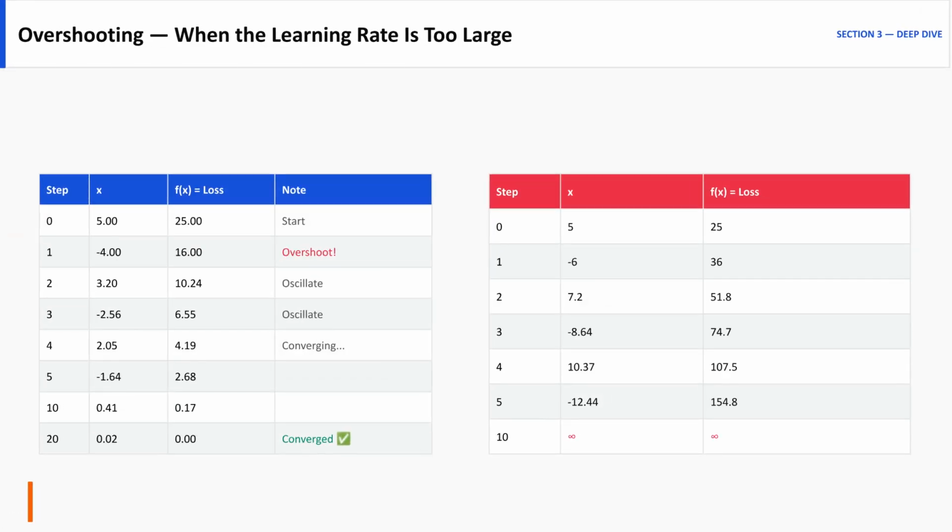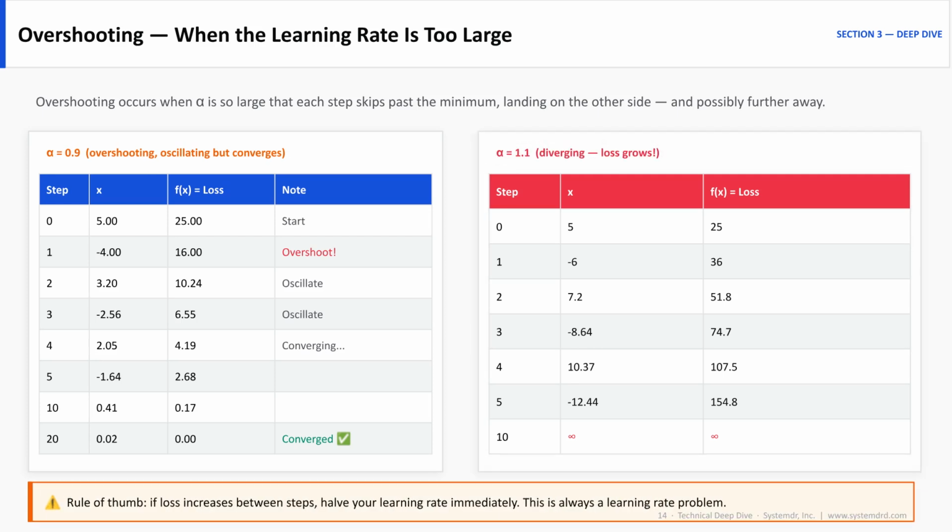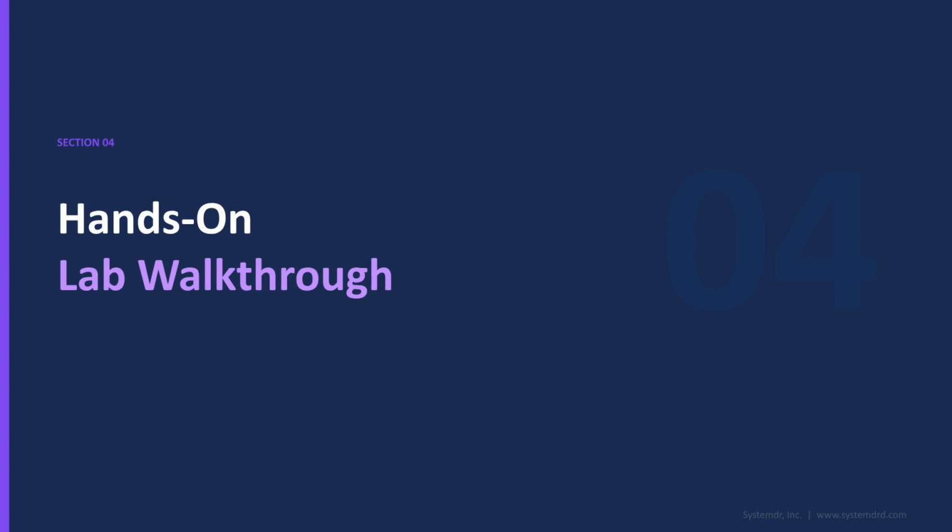Overshooting happens when the learning rate is too large. With alpha equals 0.9, the optimizer overshoots but eventually converges through oscillation. With alpha equals 1.1, the loss diverges, indicating a problem with the learning rate. We are now in Section 4, Hands-on Lab Walkthrough.